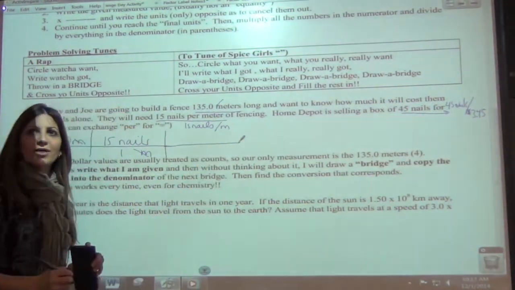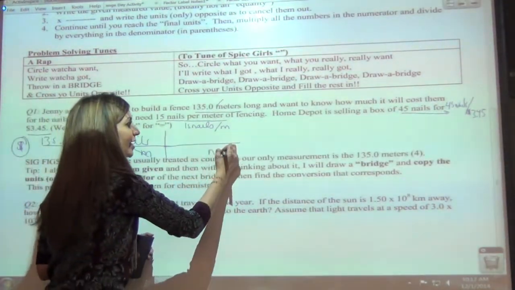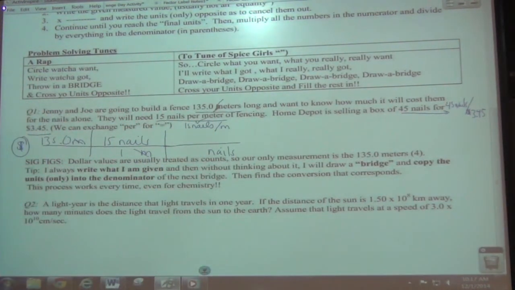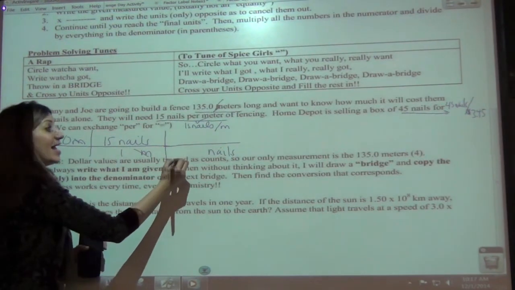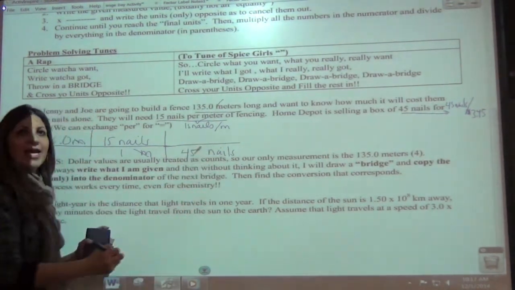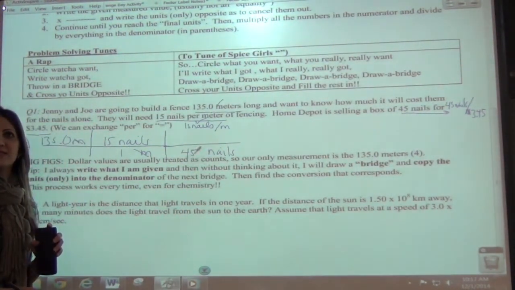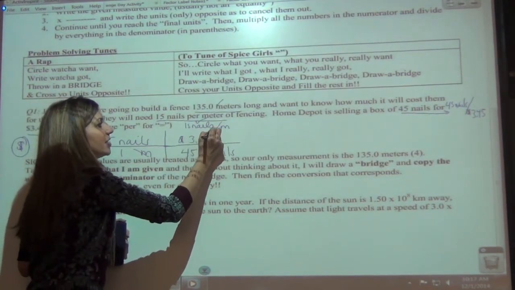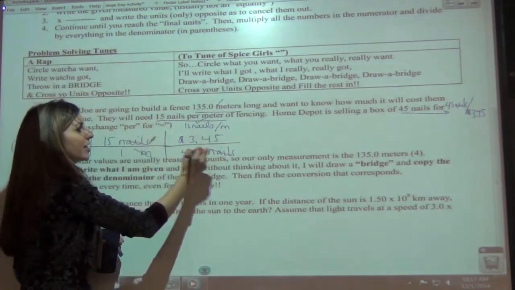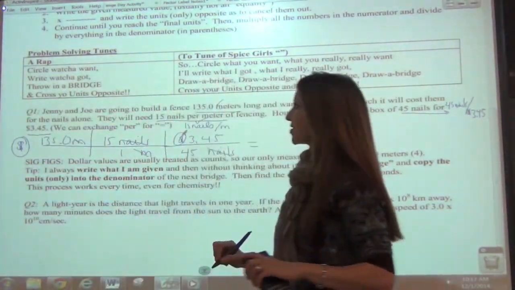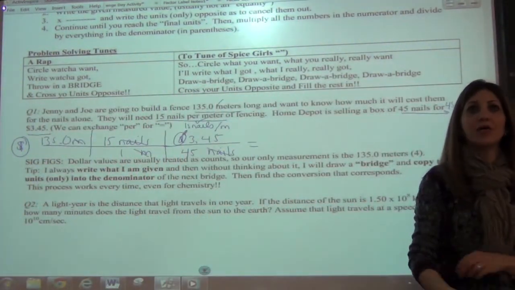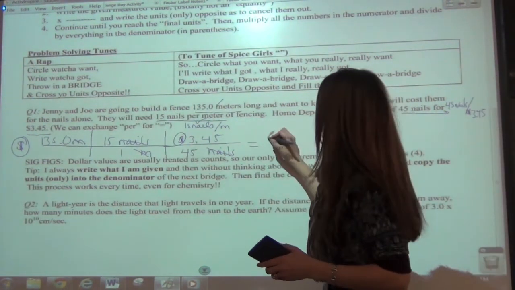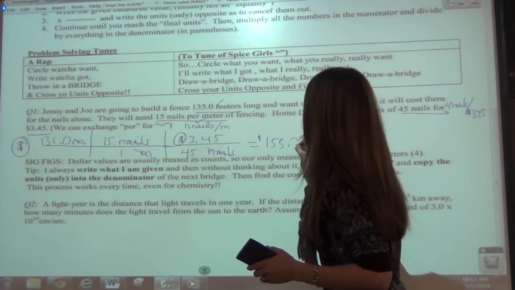Now I don't want nails, so I write nails opposite. And what do you know about nails that we have not used? 45 nails, so I need to write the 45 with the nails. Remember, you can't do 60 minutes in a second. Costs how much? $3.45. The last step is to plug it into your calculator, because we got dollars and that's what we wanted, and everything else canceled out. Go ahead and type it into your calculator, and what do you get? What did you get? 155? 0.25. 0.25.